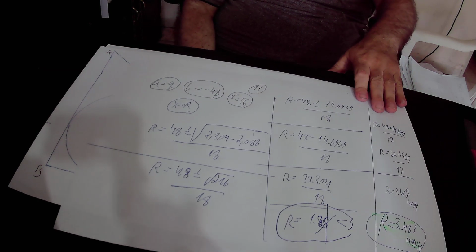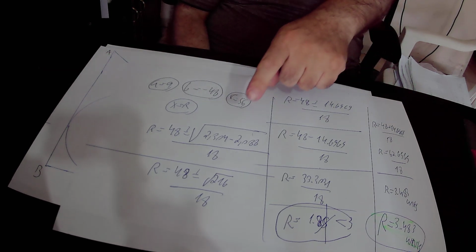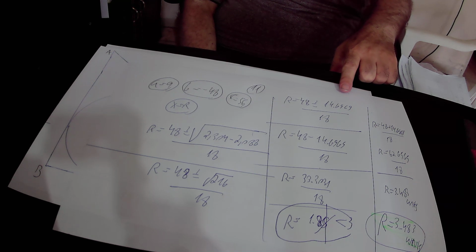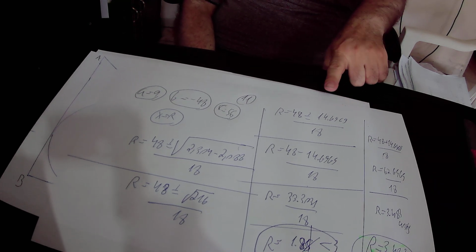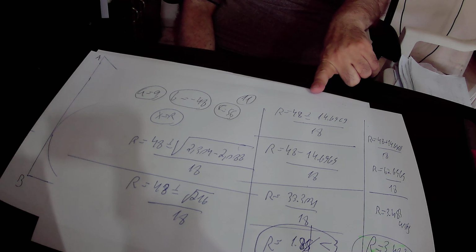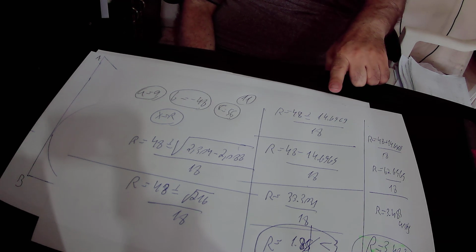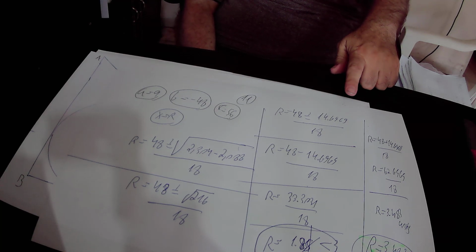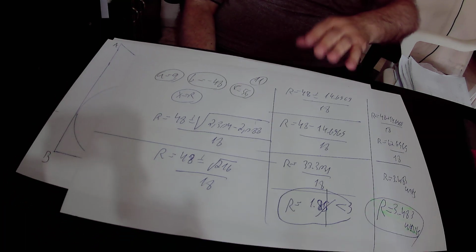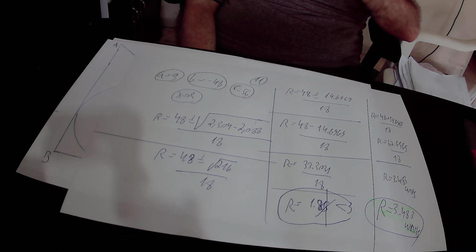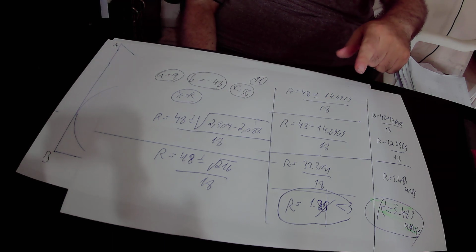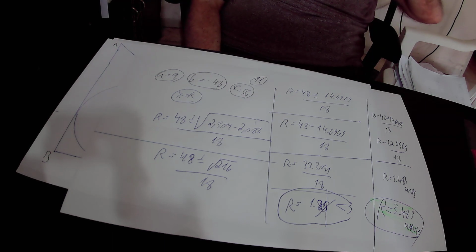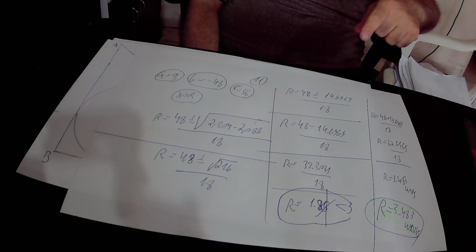So here the square root of 216 is 14.6969. So here we have two possible solutions for R. R equals 48 plus minus 14.6969 over 18. The first solution for R is R equals 48 minus 14.6969 over 18. 48 minus 14.6969 is 33.3031 over 18. And 33.3031 over 18 is 1.85.